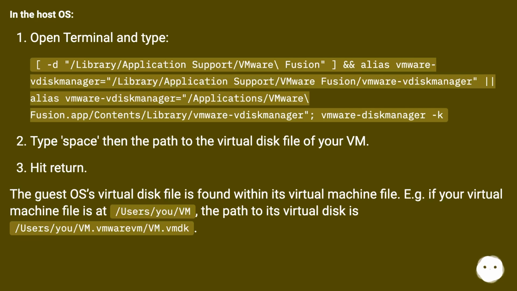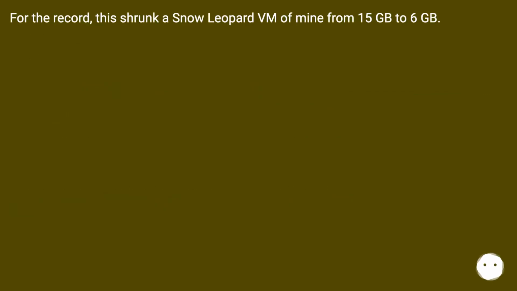E.g. if your virtual machine file is at /Users/u/vm, the path to its virtual disk is /Users/u/vm.vmwarevm/vm.vmdk. For the record, this shrunk a Snow Leopard VM of mine from 15 GB to 6 GB.